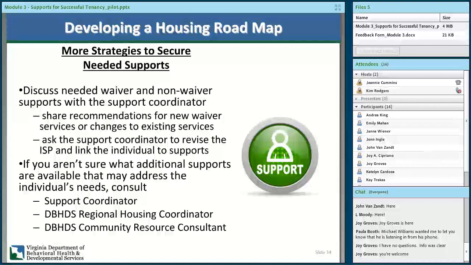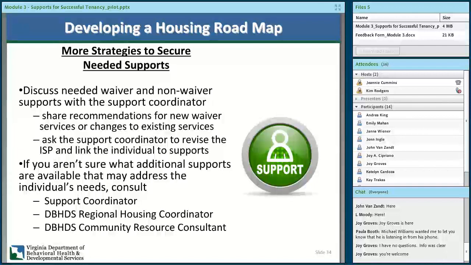If the individual agrees to pursue any of these supports, arrange a time to discuss the needed waiver and non-waiver supports with the support coordinator. Share recommendations for new waiver services or changes in the level of existing services, and ask the support coordinator to revise the individual service plan and link that individual to needed services and support.